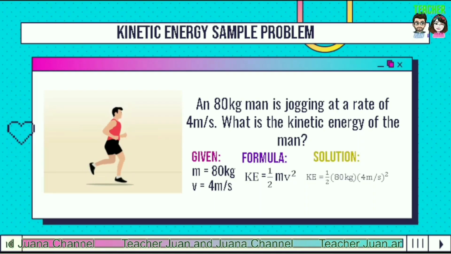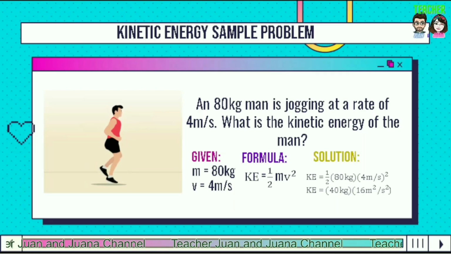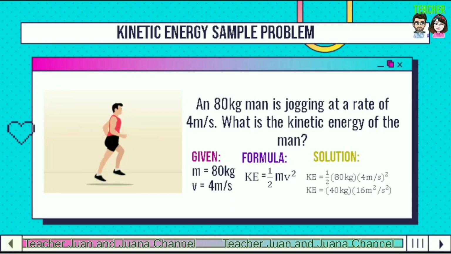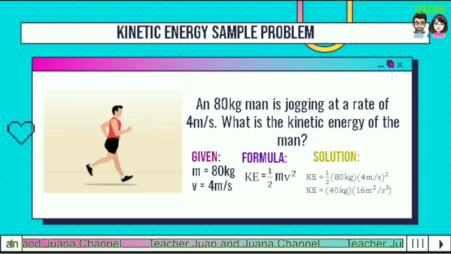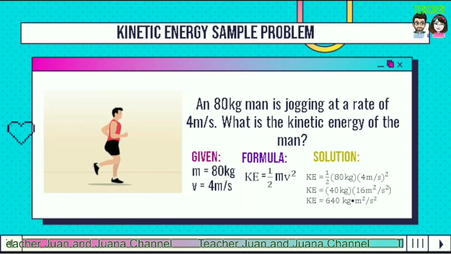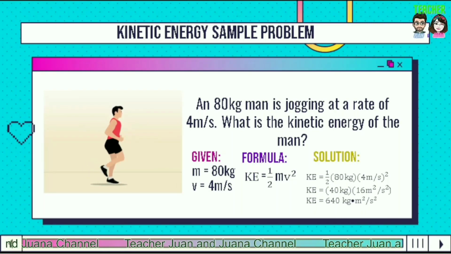Now, we can solve the problem by substituting the given values to the formula. Multiply 1/2 and 80 kilograms, the answer will be 40 kilograms. Square the velocity, 4 meters per second, the result will be 16 meters squared per second squared. Multiply 40 kilograms to 16 meters squared per second squared. The product will be 640 kilogram meters squared per second squared.